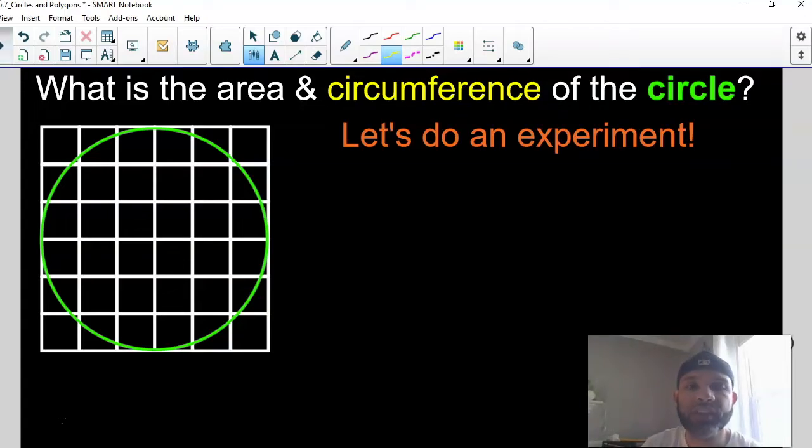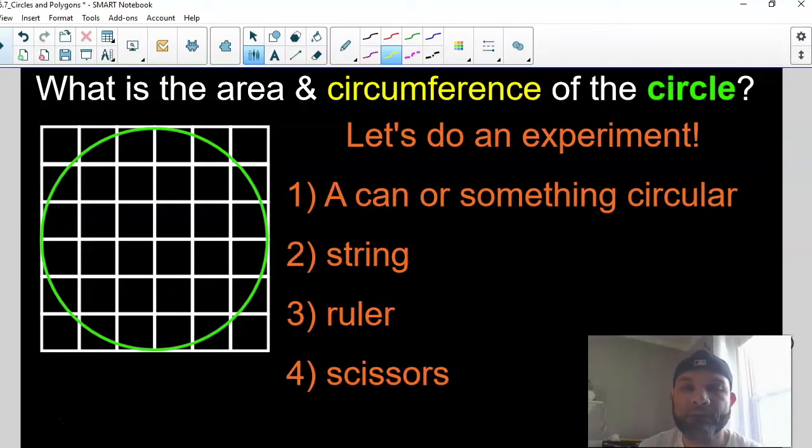Now, here's what you're gonna need for this experiment, okay? You're gonna need a can or something circular that you'll be able to trace on a piece of paper. All right, you're gonna need a string, you're gonna need a ruler, and some scissors. All right, and what we're gonna do is we're gonna use this experiment to figure out how do we find the circumference of a circle. Okay, so I'm gonna allow you to pause the video now to get these materials. Okay, so you can do this experiment along with me.